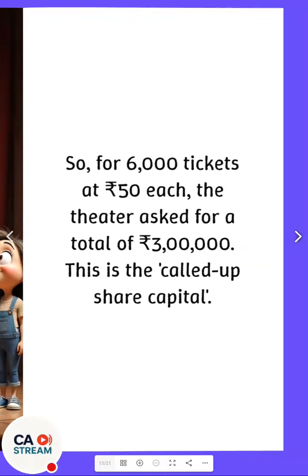See what happened. For 6,000 tickets, the company asked 50 rupees each. That means the company, the theater, asked for 3 lakh rupees to pay. It demanded 3 lakh rupees from the subscribers. In case in the place of theater, we substitute a company, this is called up share capital. That means the company demanded 50 rupees on each of the 6,000 shares.